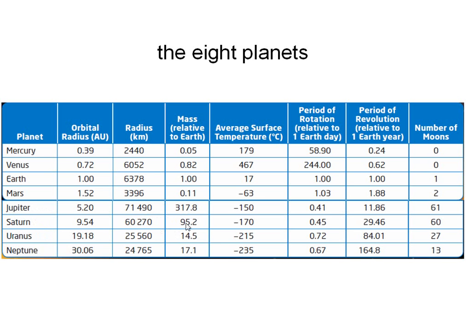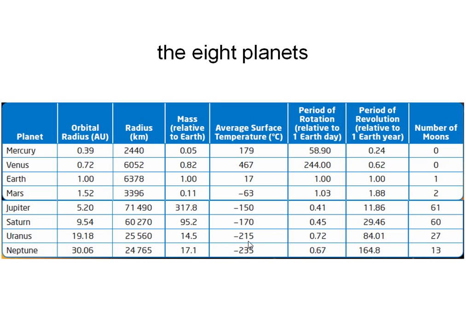And Saturn is just 100 times greater than Earth. And Uranus just 14 times greater. And Neptune 17 times heavier. But the radius is a few times greater. And then let's take a look at the temperature.